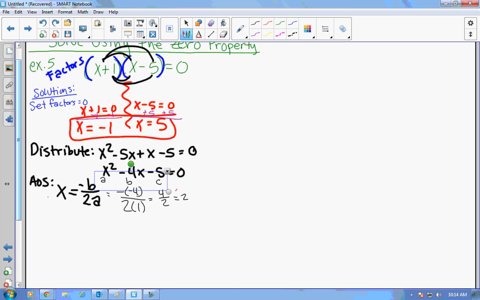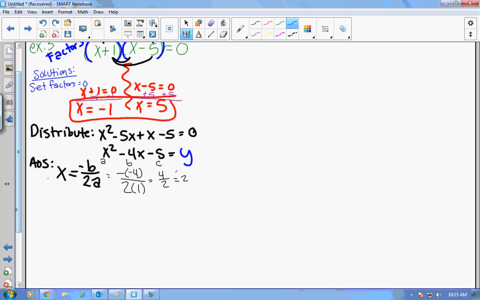But we need a y in order to be a full point. Hunter Blunt, if I know x is 2, how would I know the y? Plug 2 into x. Good. And since we're not actually looking at the zeros anymore, I can change this back to a y, because the vertex isn't on the x-axis. Okay, so we're going to plug in x equals 2. 2 squared minus 4 times 2 minus 5 equals y. Please figure out the value for y.